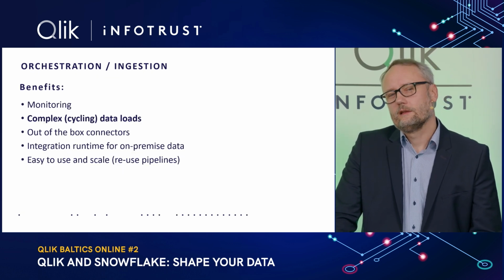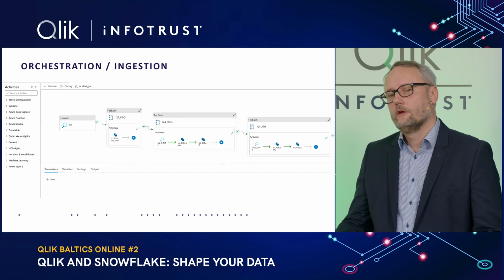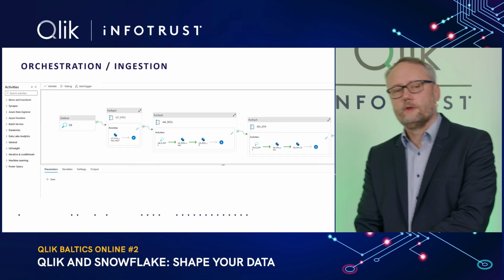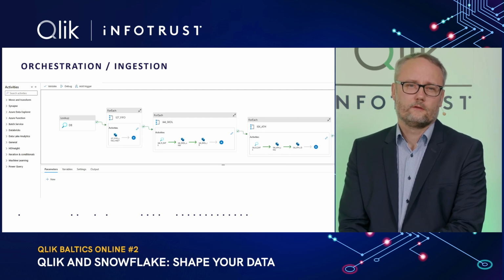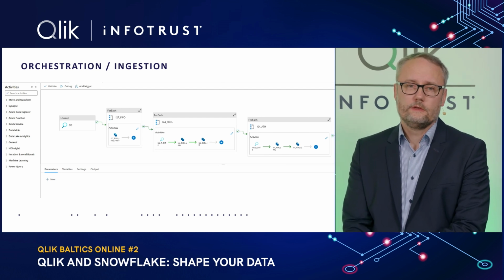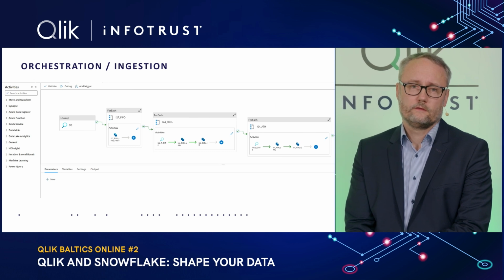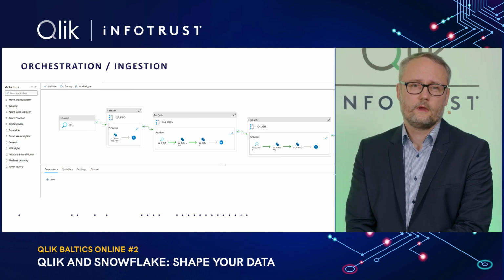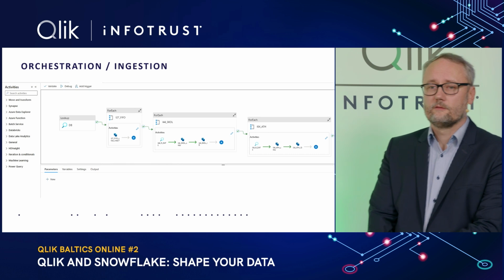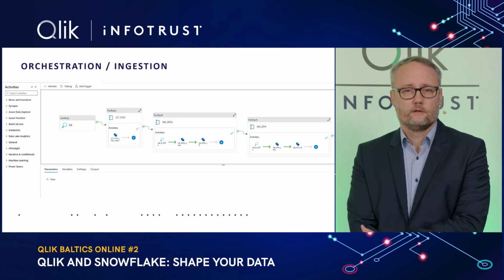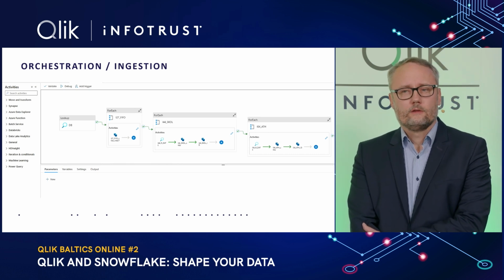Complex cycling data loads, while you can set up not a simple pipeline, but like in this case, a pipeline that was reading 200 databases, looking for the same information in each of the databases. And in each of the databases, it was querying only the new data, skipping all data that we have already.